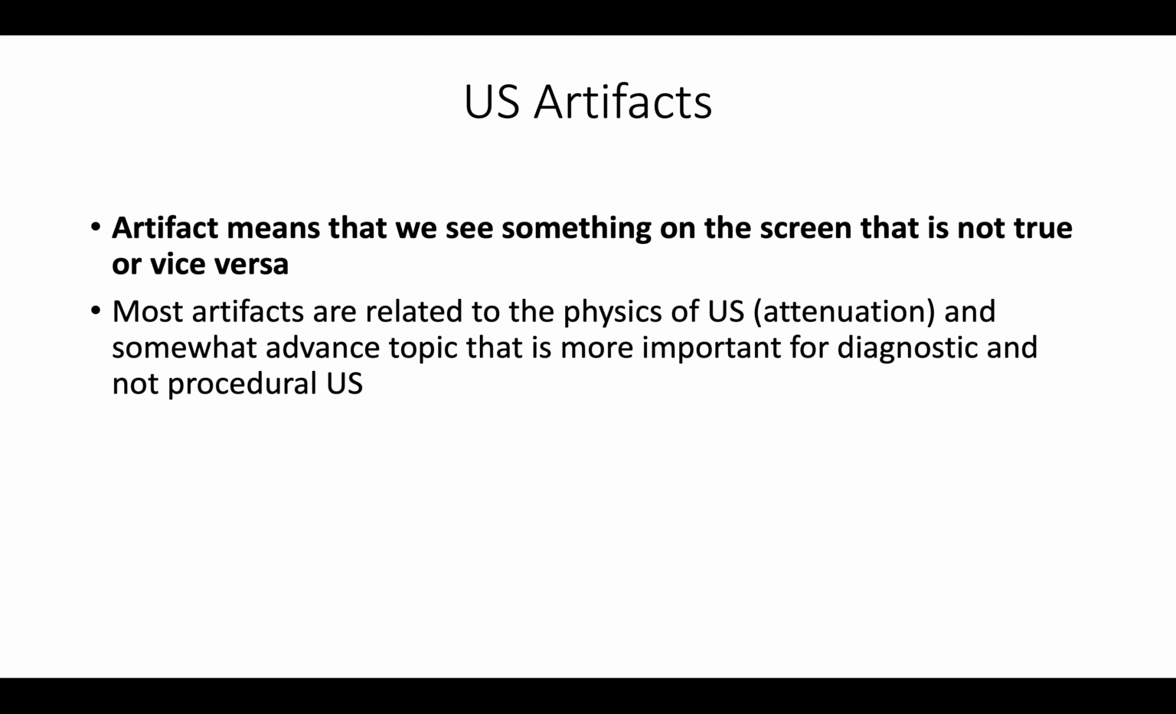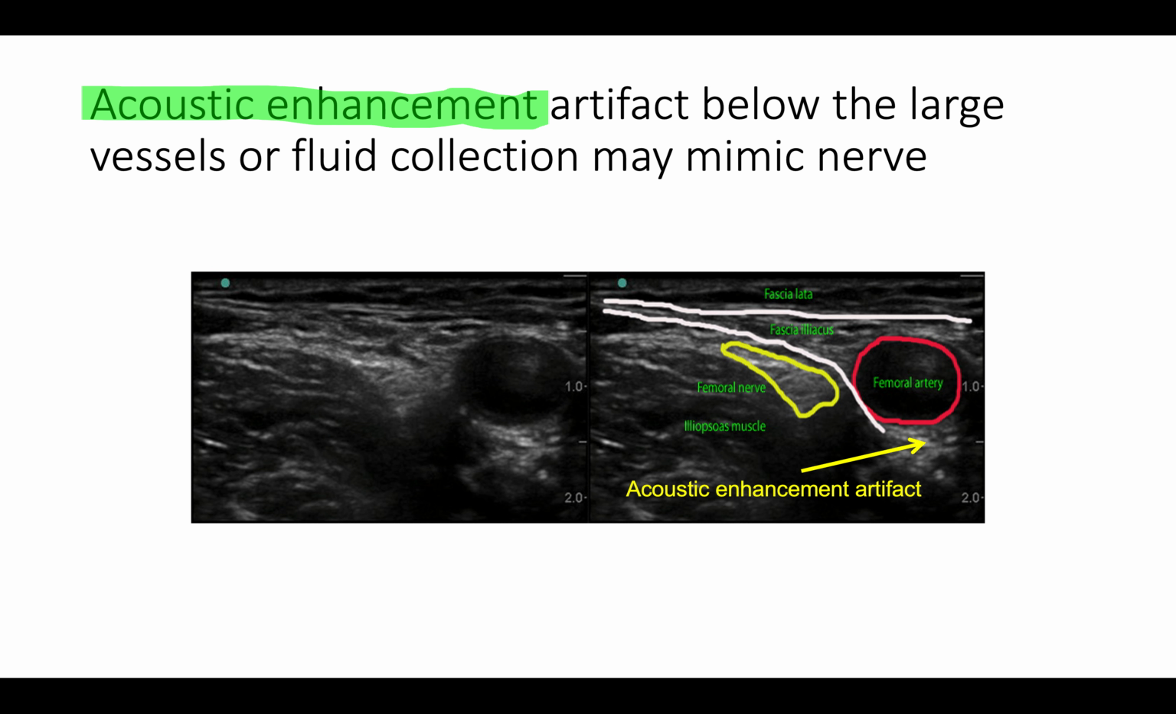So let's really quickly talk about ultrasound artifacts. Artifact means that we see something on the screen that is not true, or vice versa. It's quite a complicated topic, right? Most artifacts are related to the physics of ultrasound, mostly to the phenomenon of attenuation. And this is a somewhat advanced topic and is more important for diagnostic and not procedural ultrasound, but we'll just go through the most common artifacts. So the first one, acoustic enhancement.